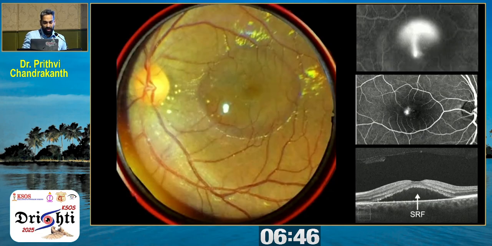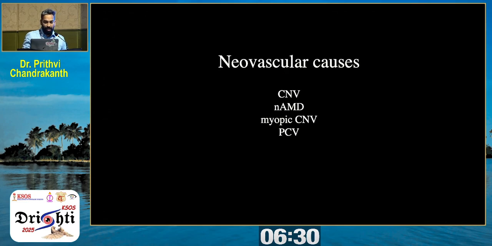This is a fundus image taken from a smartphone. Basically, this is a CSR macular subretinal fluid. These are the FFA images seen over here, and this is the OCT showing the subretinal fluid. So what are the other causes of subretinal fluid? The next one is neovascular causes. It could be CNV, AMD, myopic CNV, and PCVs.